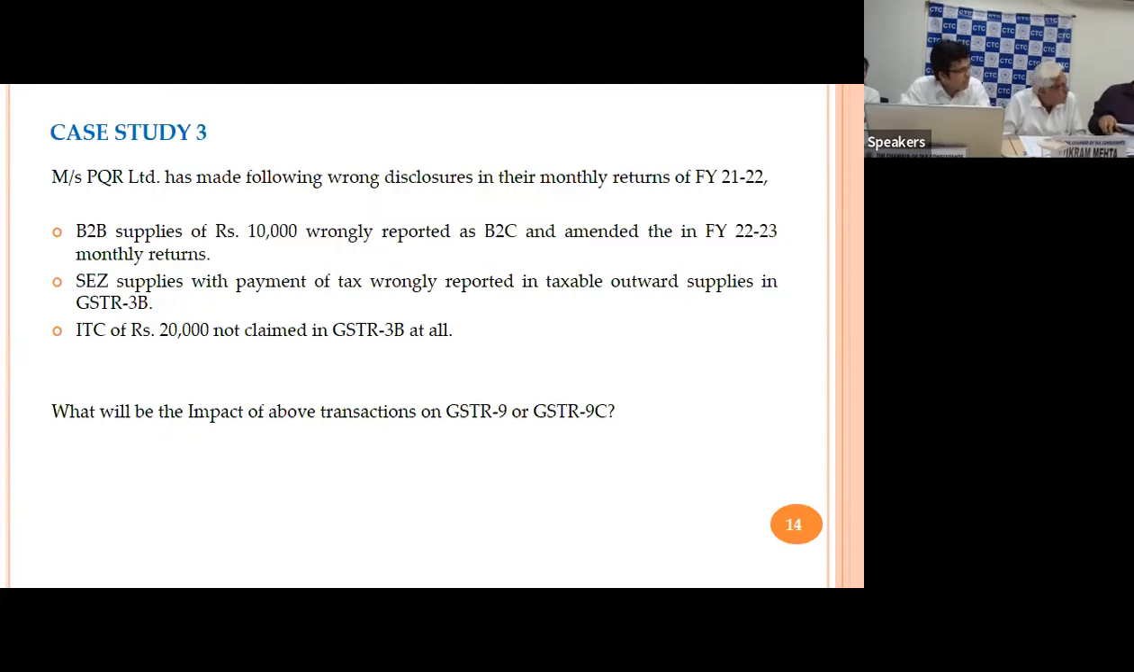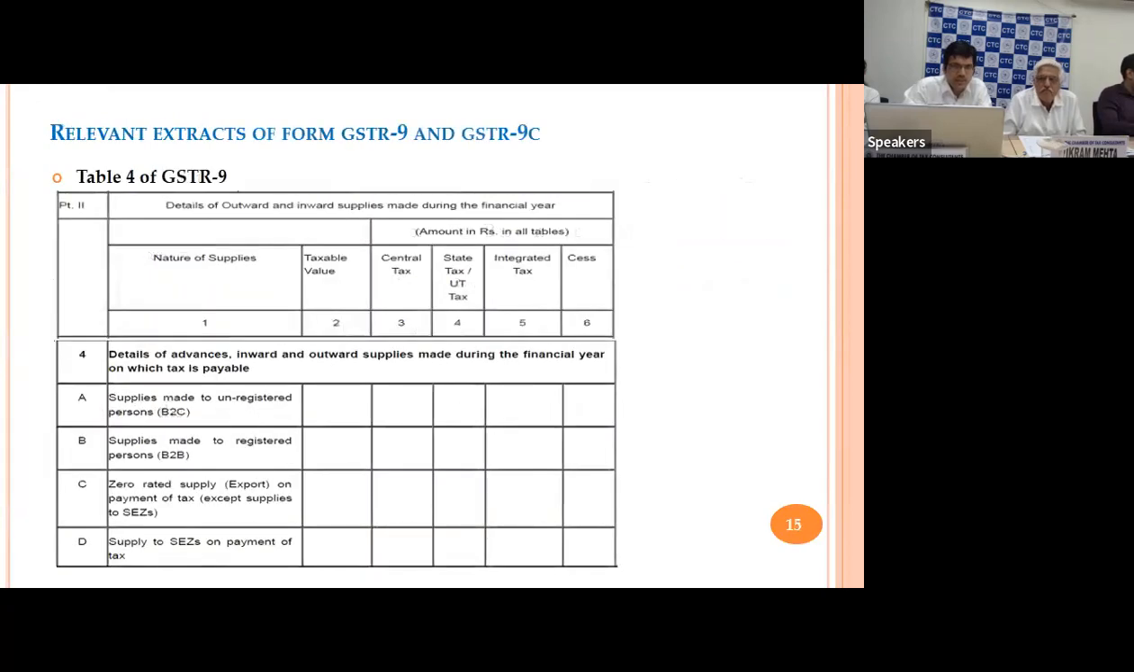I think we'll have to deal with the first two and the last one separately. So we can deal with one at a time. Maybe we can first discuss the first one: B2B supplies wrongly reported as B2C and then amended in the next year. If you see the relevant table in GSTR-9, in table 4, B2B supplies are going in 4B and B2C supplies going in 4A.